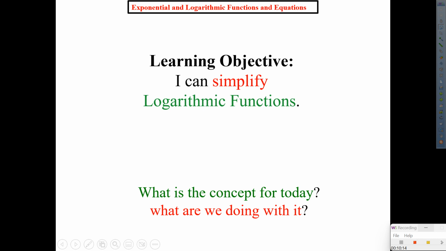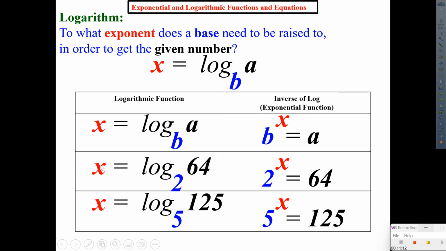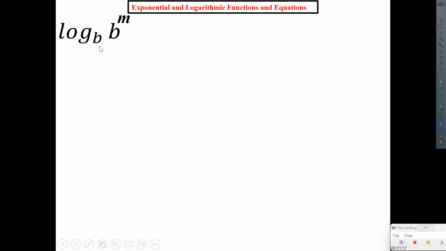Log functions, definition. Yeah, the inverse of an exponential function. Inverse of an exponential. And then we did some of these, yes. We introduced how to rewrite them and such. Copy this. Log base b of the given number b to the m power.